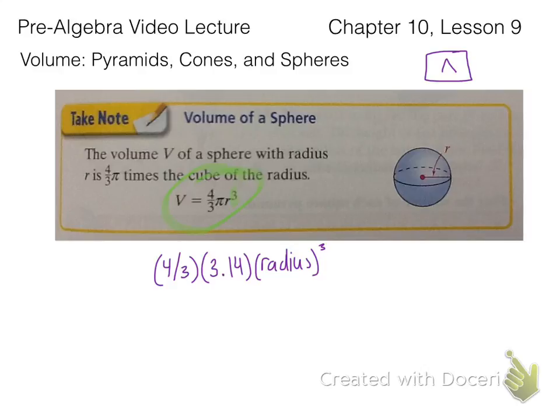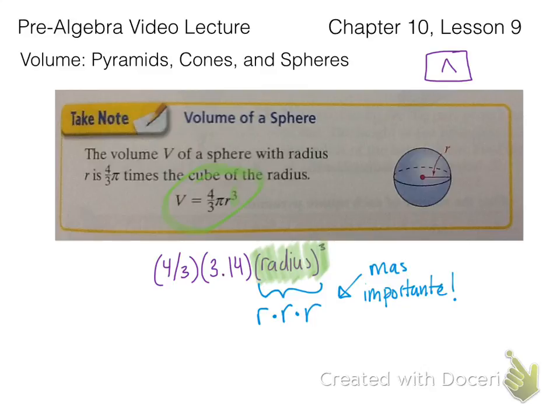Anyway, make sure you use it, or if nothing else, you can just do the radius 3 times. That would be radius times radius times radius. And it's más importante. I even pulled out the Spanish for you guys. So radius cubed, or radius to the third power, is the same thing as radius times radius times radius. 3 radiuses, radii, all multiplied together.